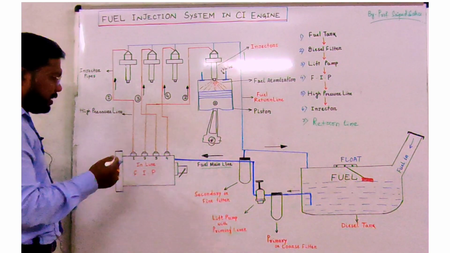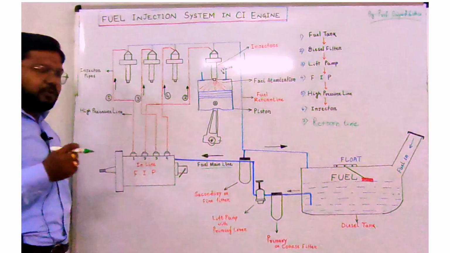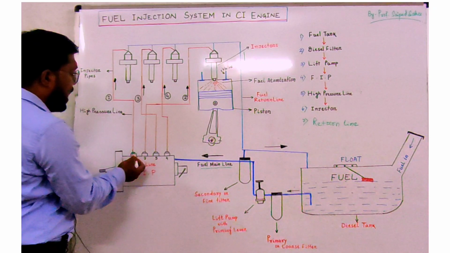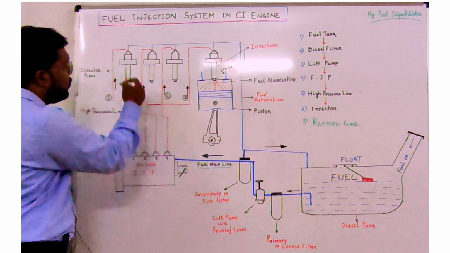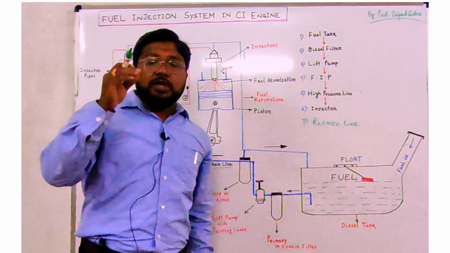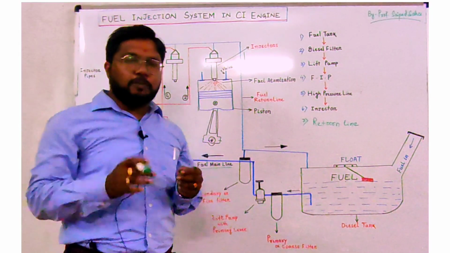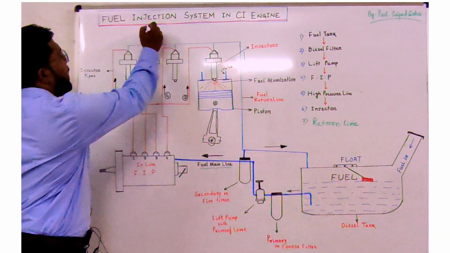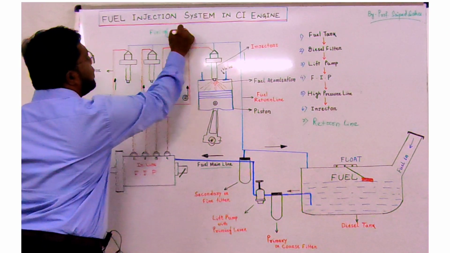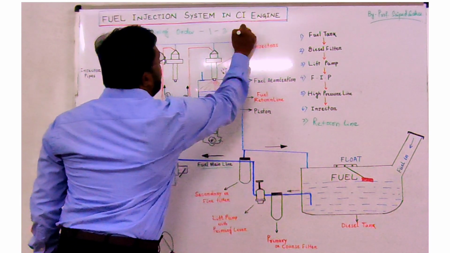One important thing you see over here: 1, 2, 3, 4, four passages are there from the FIP through which the diesel will pass. But is each pipe connected to the cylinder of the same number, 1 to 1, 2 to 2, 3 to 3, 4 to 4? No, not like that, because the engine generates power according to the firing order. You know the firing order of a 4 cylinder engine, that is 1 3 4 2.